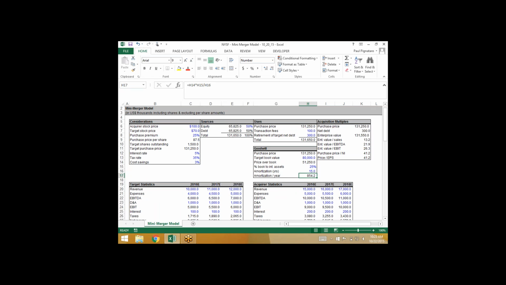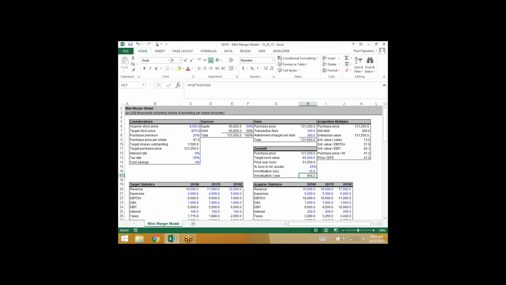So the goodwill would be price over book minus the amortization? Yep, everything left over. Not minus the amortization, minus the allocation to intangible assets. Okay. So 51,250 times 25% is intangible assets. 75% is goodwill, the remainder.